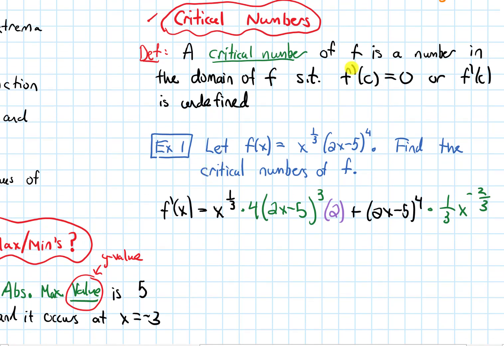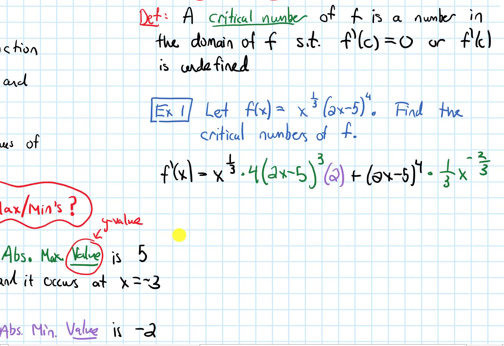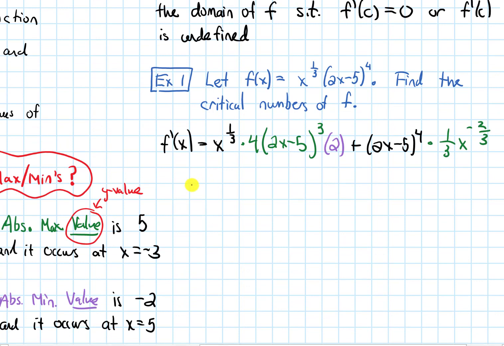So when I set this thing equal to 0, it'll be helpful to have it factored. Okay, so let's factor it. When I look at this first term and that second term, they have some things in common. One of the things that they have in common is this 2x minus 5 to a power. I can factor out (2x minus 5) to the 3, because that's the smaller of these two powers. When we look at x to the 1/3 and x to the negative 2/3, if I use that same idea of factoring out the smaller power, I could factor out x to the negative 2/3, because that's the smaller of the powers. And now let's write what's left over.